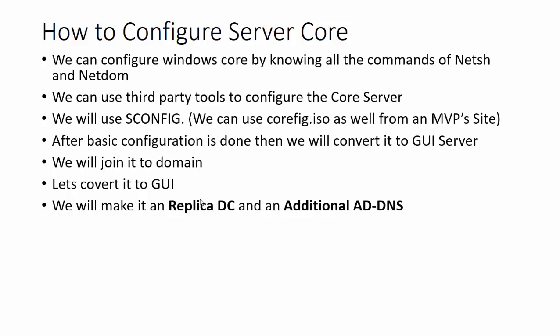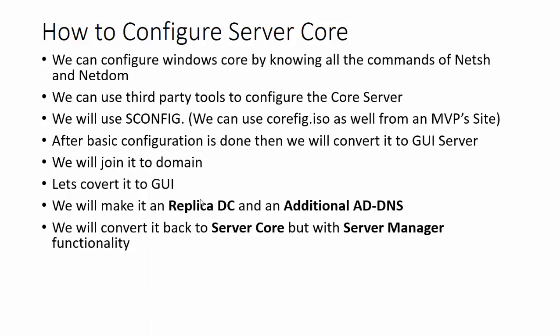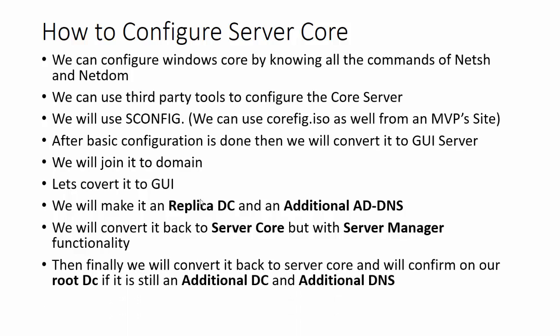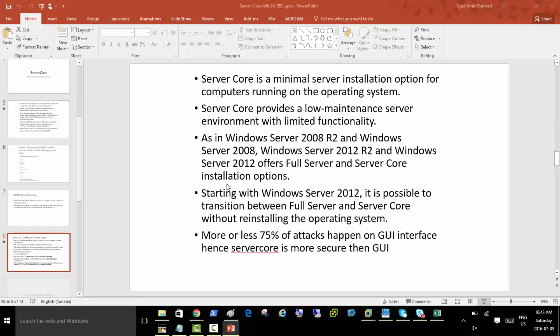After we convert it to GUI, we install two roles. We are going to install Active Directory and DNS. Then we're going to convert it back to the command prompt, or Server Core role, and we're going to confirm if it is still a replica DC or not, right? So as it says, we'll convert it back to Server Core. Okay, so let's just try to do that now.